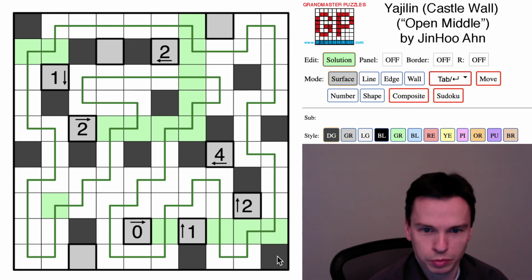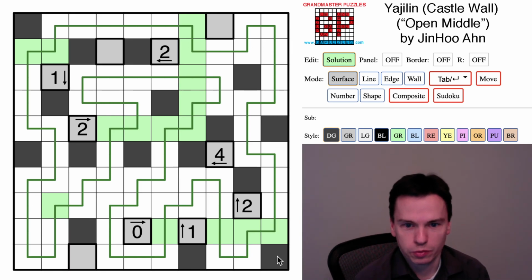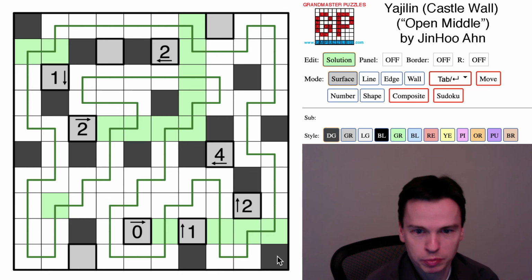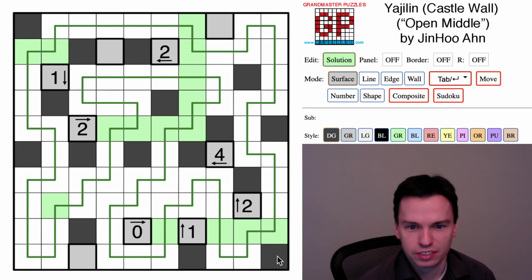To force one loop. But notice that while this solved quite well as that variation with some interesting steps behind it, it also solves fully reasonably as a Yajilin puzzle, actually much easier as a Yajilin than Yajilin Castle Wall.